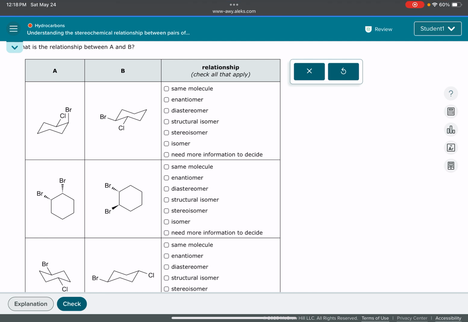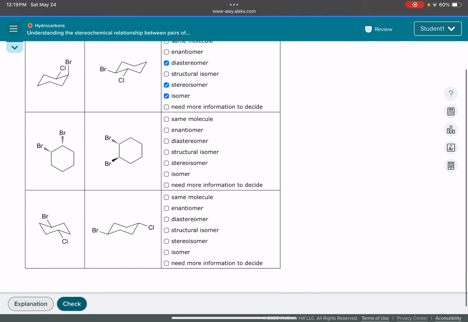Okay. All right, so I guess all I have to do is say, are these things on the same side of the ring or the opposite side? And since the bromine is in the axial position and the chlorine is in the equatorial, and they're right next to each other, they're on the same side of the ring. So let's go over to the B structure, and it looks like both of them are equatorial, so they're not on the same side of the ring. So they're not mirror images because only one of them has changed, but they're on the opposite side. So the one is the cis, and the other one's trans. That would be diastereomers. Okay, and diastereomers are stereoisomers and isomers.